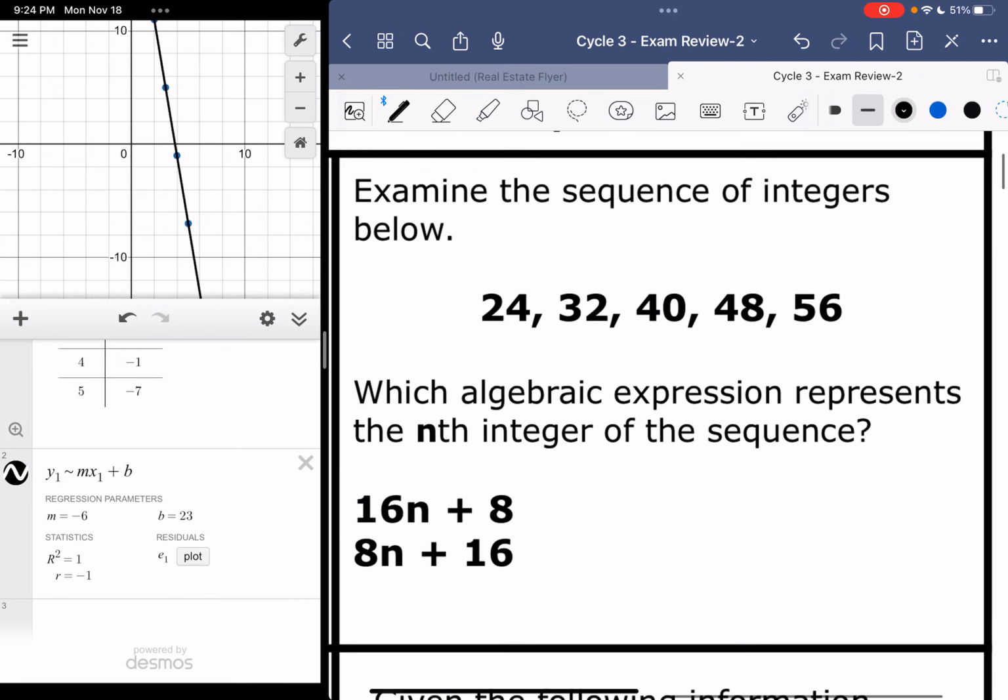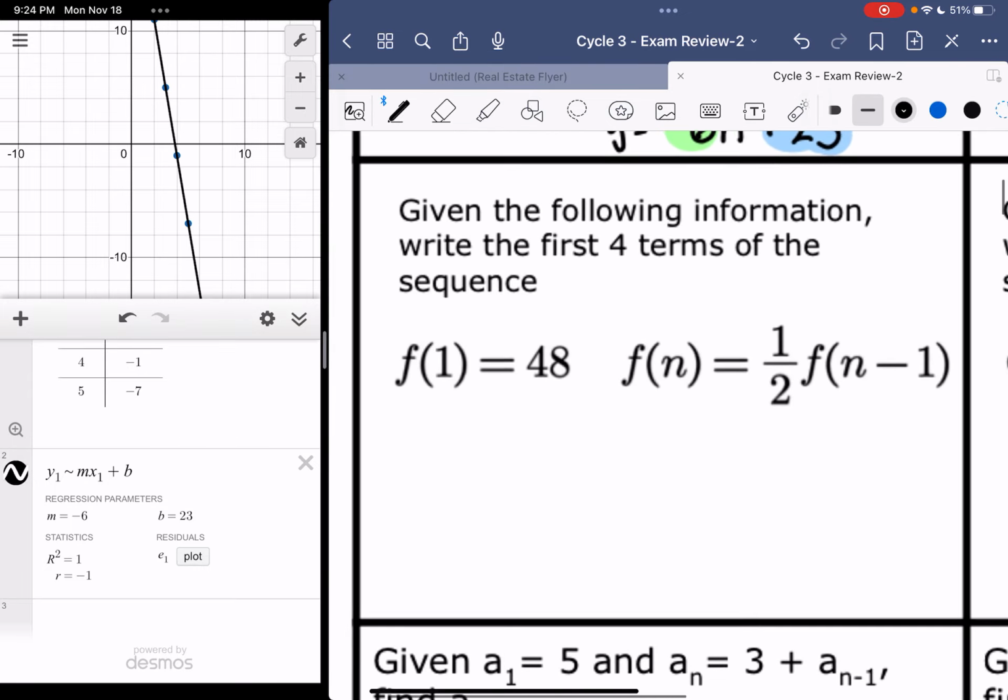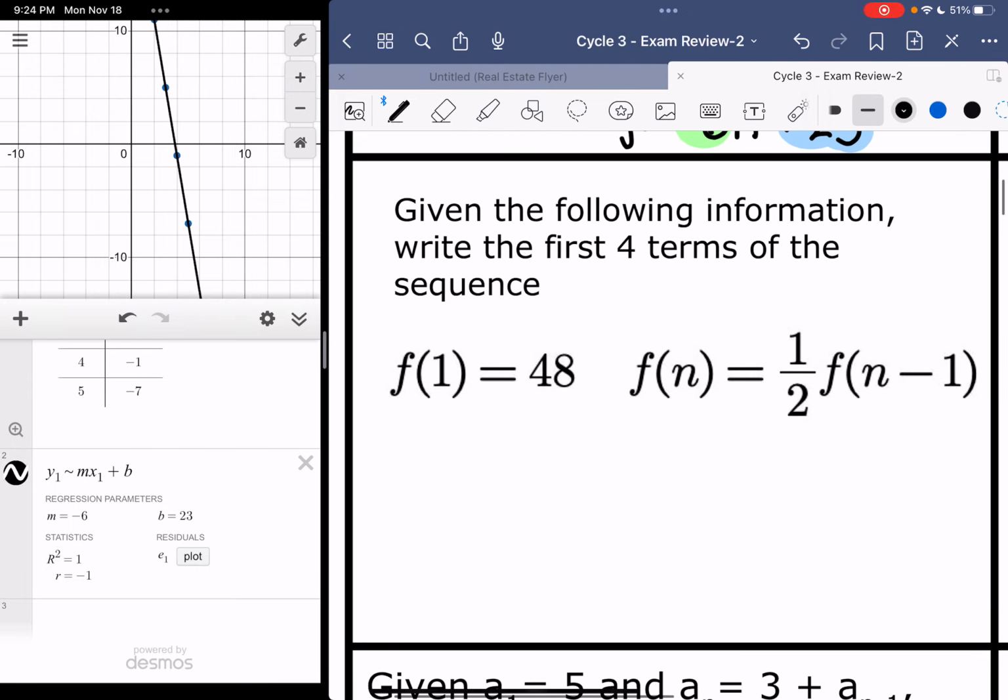I gave you one to practice on your own, right there. And the next one I'm going to do is right here. It says, given the following information, write the first 4 terms of the sequence. Right here I see f of 1. That means the first term. So the first term is already given to us right here, 48. So term 1 is 48. To find term 2, I'm going to use the information that was given to me.